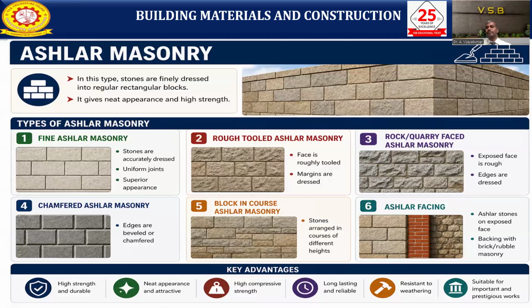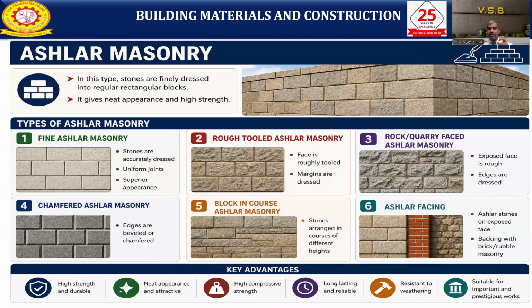The exposed surface will be rough, that we can say is a quarry face. We get it from the quarry, and we make it as it is. On the front face we do not do any dressing, and on the back side we do all the dressing. All the edges will be properly dressed, and we make a uniform layer of the quarry face ashlar masonry.